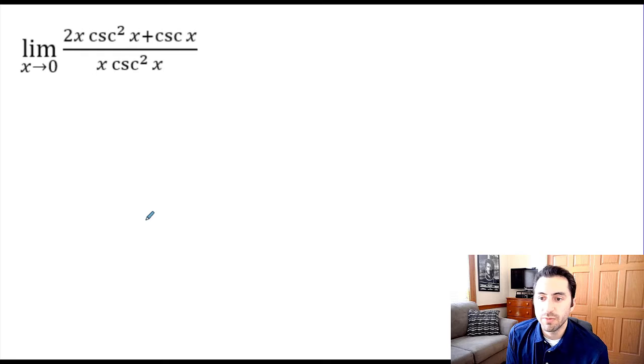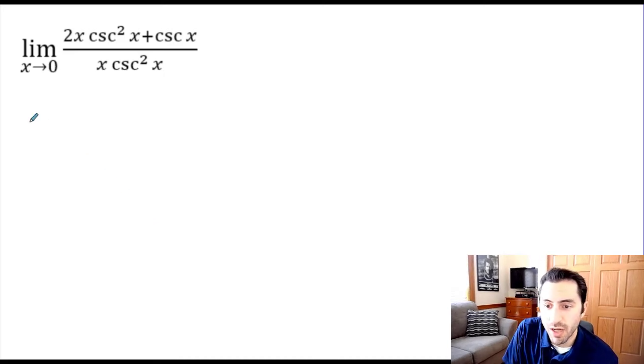So here the limit as x approaches 0 of 2x times the cosecant squared of x plus the cosecant of x, and this is divided by x times the cosecant squared of x. Okay, there's quite a bit going on here. But I do see right away it's all cosecant. So why don't we try separating this and see if we can simplify.